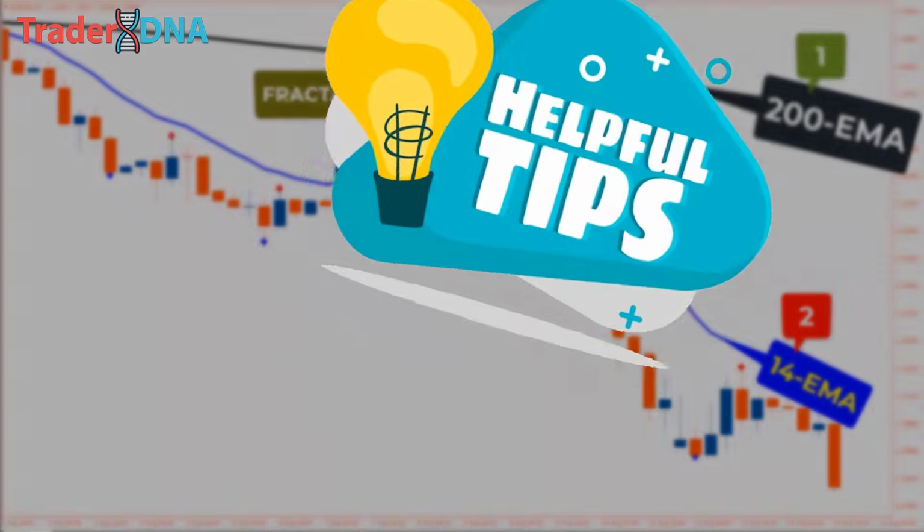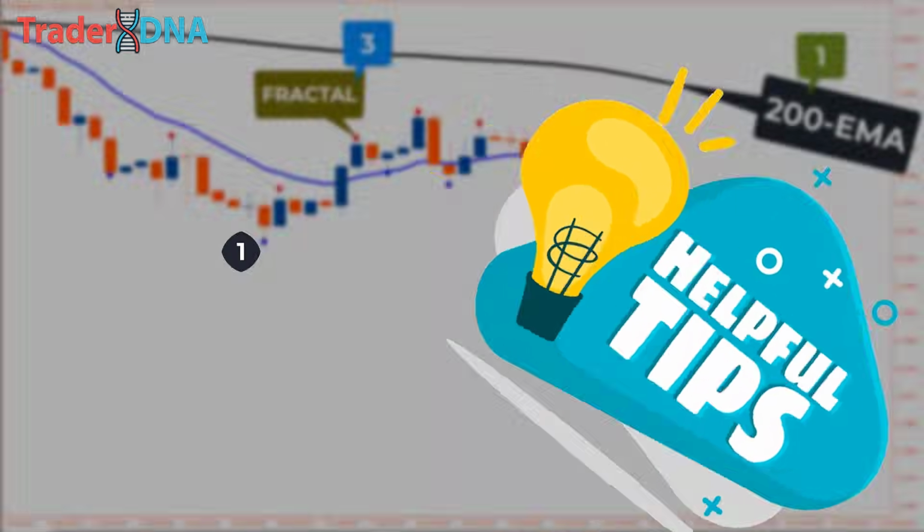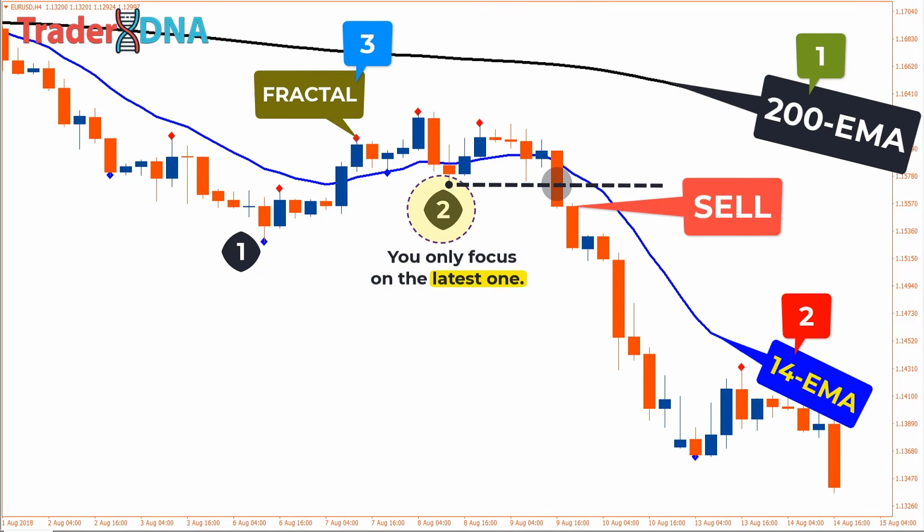Now here's a huge tip most traders miss. When you see multiple fractal arrows during a pullback, you don't care about all of them. Nope. You only focus on the latest one. That's your signal. That's your green light. Forget the others. They're old news. For a downtrend, price rises temporarily, then bam, a down arrow. Wait for price to break below the low of that candle. If it closes below, you've got yourself a strong sell signal.